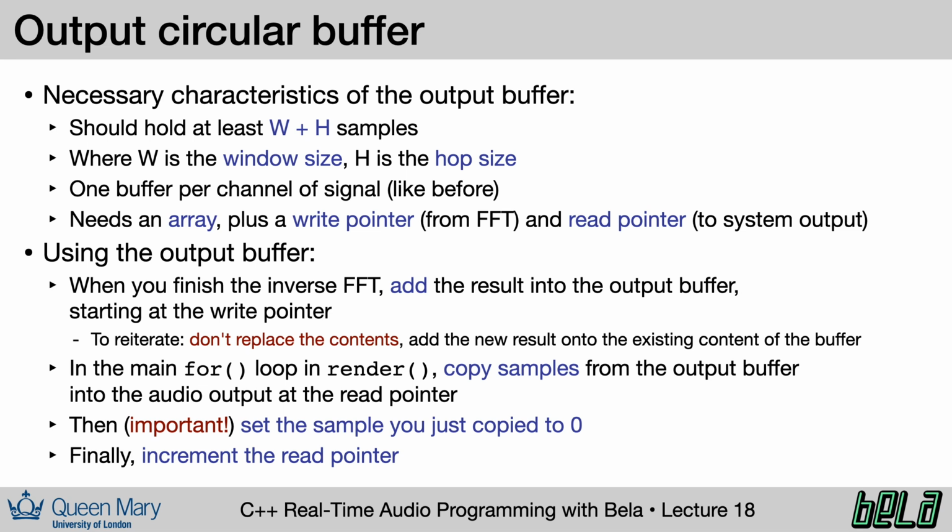Simultaneously, as we are iterating through our real-time audio samples, we should be copying samples from the output buffer into the system audio output. That might be in the for loop inside of render. Each time we've copied a sample out of the output buffer, that's a good time to set that sample in the buffer to 0. That means eventually, when the write pointer in the circular buffer comes back around to the same slot, we've started from a clean slate. We increment the write pointer once per hop by the hop size, and we increment the read pointer once per real-time audio frame by a value of 1.